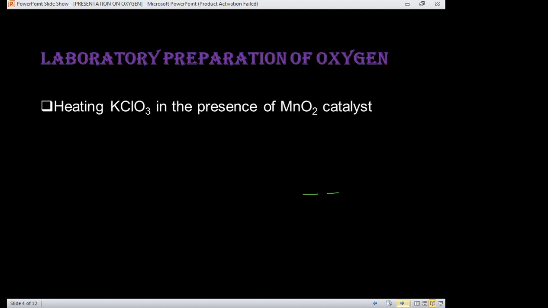Anytime this is done, this is the equation for the reaction. It will break down to give you potassium chloride and oxygen gas. So in this case, manganese(IV) oxide is acting as a catalyst. So this is one of the methods of preparing oxygen in the laboratory.